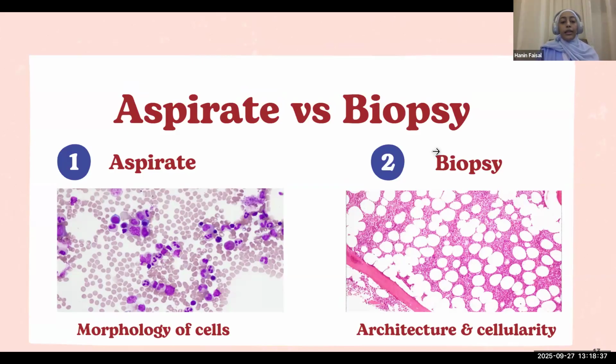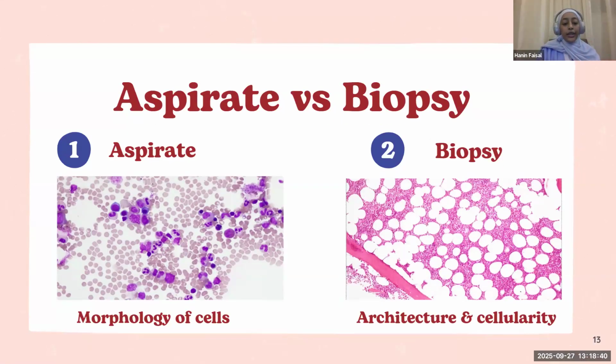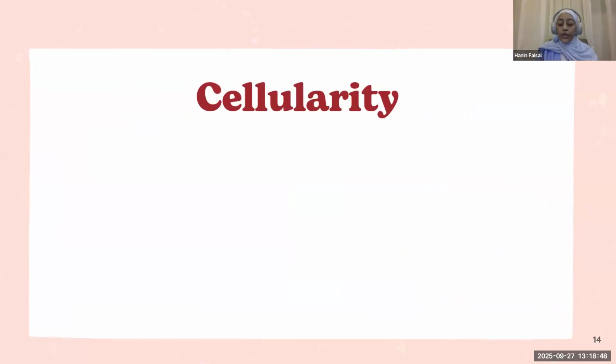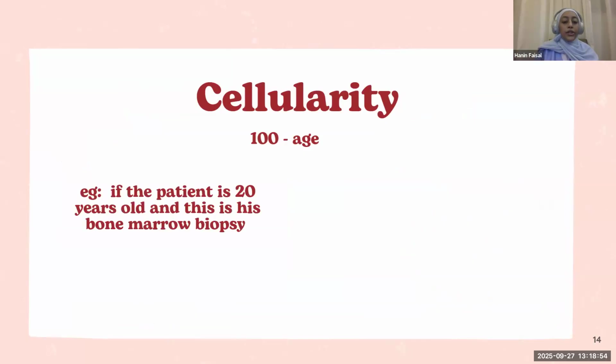So again, let's recap the aspirate and biopsy. With the aspirate, you're seeing the morphology of the cells, while with the biopsy, you're seeing the cellularity or the architecture. For cellularity, we have an equation, which is basically 100 minus age. So let's say, for example, a patient comes in and he's 20 years old, and you take the bone marrow biopsy, because we said biopsy is the one for cellularity, while aspirate is for the morphology. What do you think the cellularity is? What's 100 minus 20? 80. Okay, yes, as you guys said, it's 80.